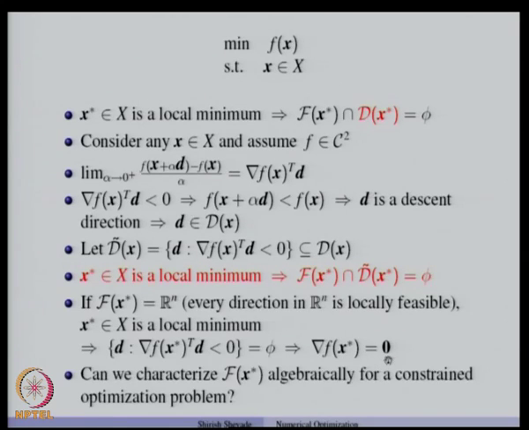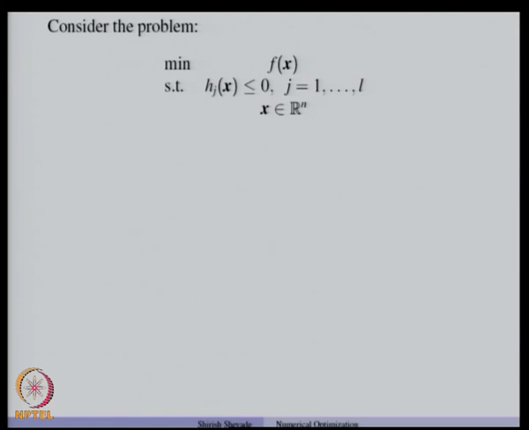So we have seen one way to characterize the set D x star. Now, how do we characterize F of x star algebraically for a given constraint set X? That is what we will see now.